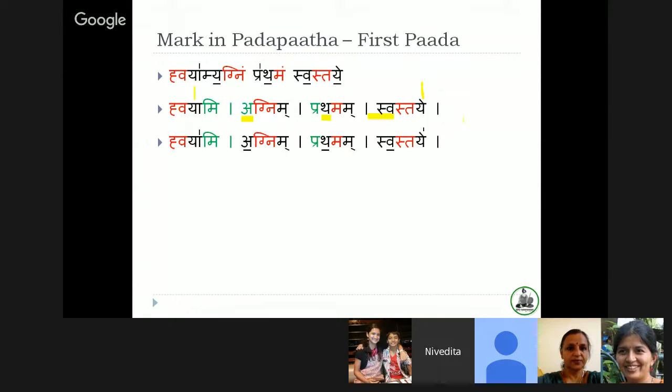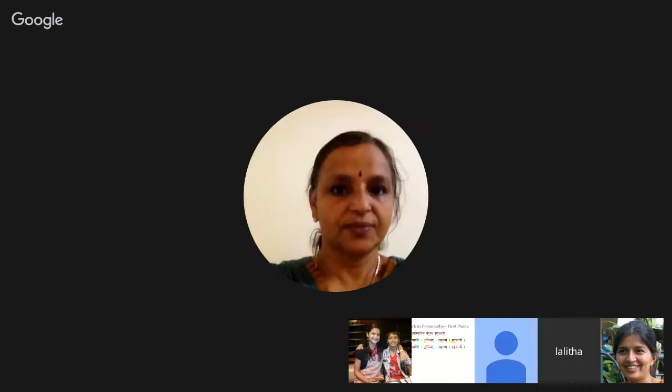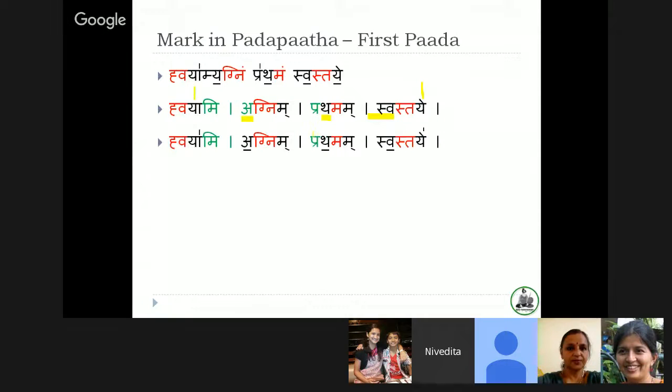So we have marked the Swaritas and the Udattas. Now we are left with only one. What is this, Pra? What can this be? Everything else is now marked. Ekashruti. Now in Padapatha, the speciality is that you are focusing only on one padam. You don't know the existence of the previous padam and what is the Udatta there. Your focus is only on a specific padam.